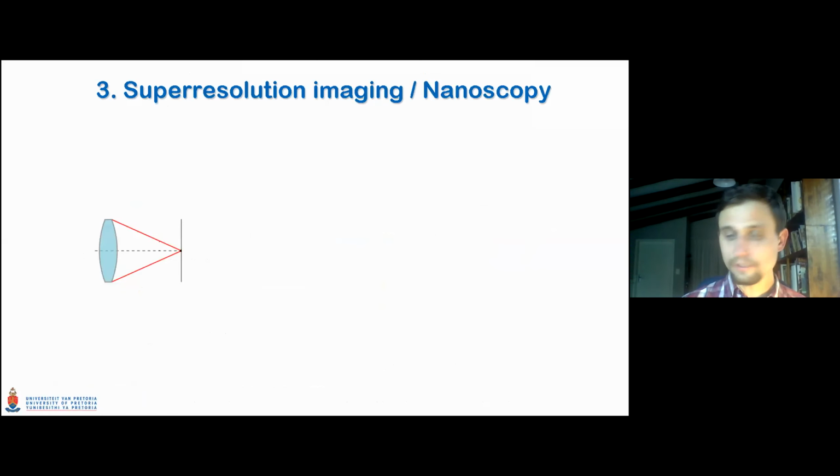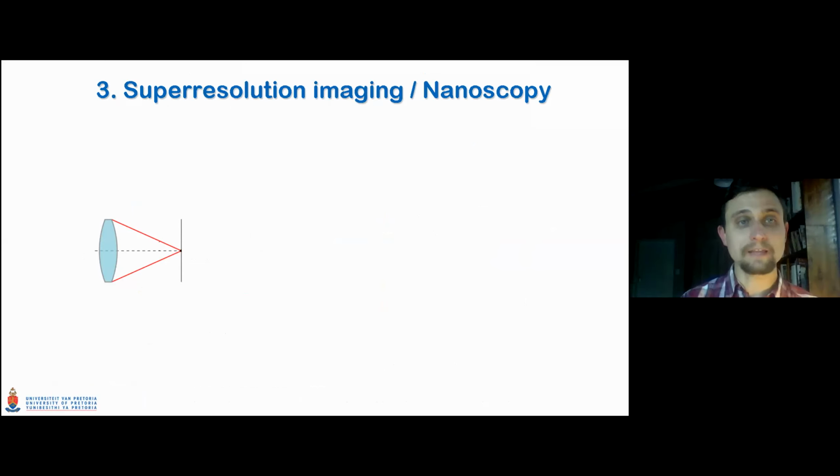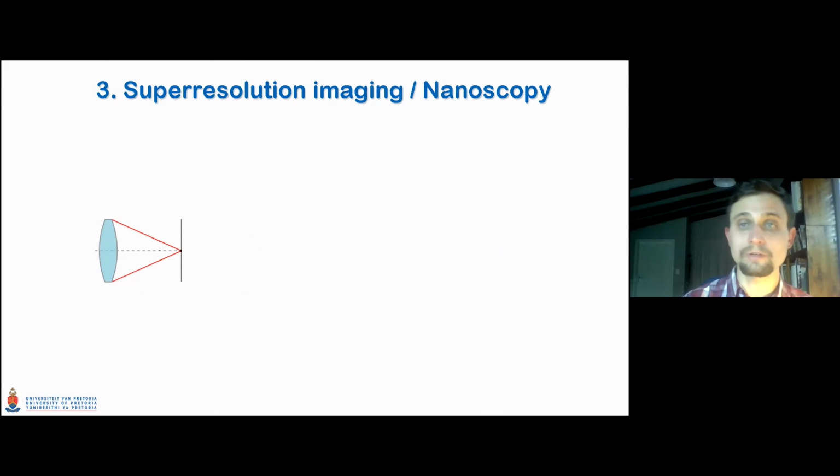Okay, the third example, I'm going to introduce you very briefly to an imaging technique that has revolutionized imaging, especially in a biological context. That is super resolution imaging or nanoscopy. So that is using light to get beyond the diffraction limit. Okay, so what is the diffraction limit? Let me just refresh your memories.